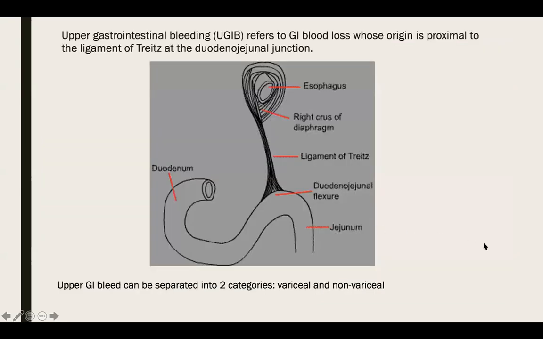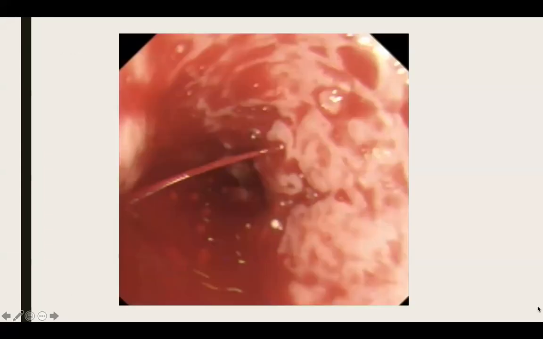So a little bit of anatomy. What is an upper gastrointestinal bleed? It's a bleed where the origin is above the ligament of Treitz at the duodenojejunal junction. So here's a little diagram. An upper GI bleed can be separated into two categories, variceal and non-variceal. We'll start first with a little picture.